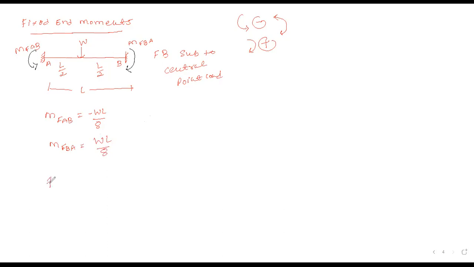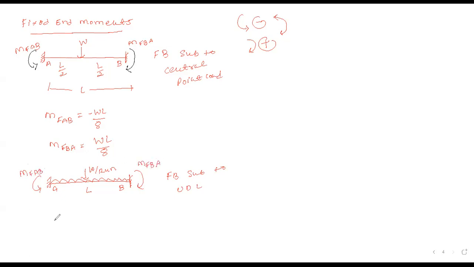Now let me discuss the second case. If your beam is subjected to uniformly distributed load throughout its span, again it is a kind of symmetrical loading, yes or no? Fixed beam subjected to UDL throughout the beam. Again, left anti-clockwise, right clockwise. This is your MFAB. This is your MFBA.